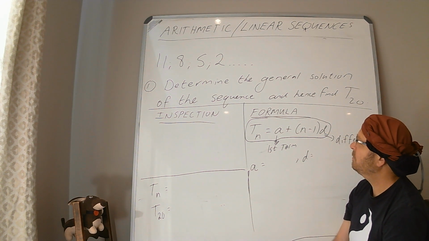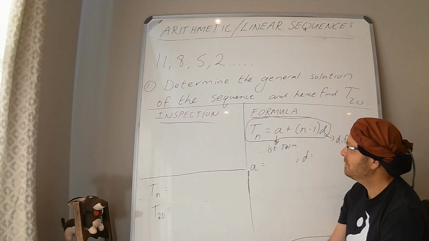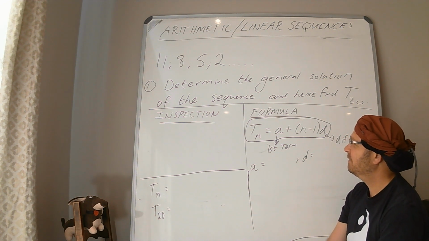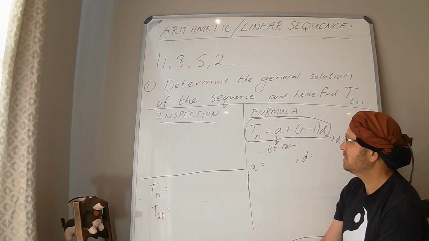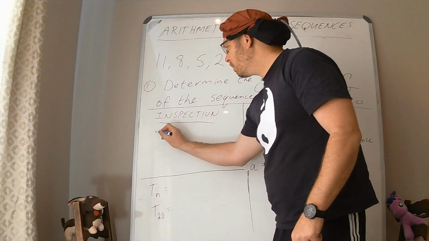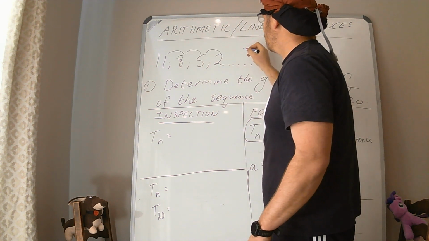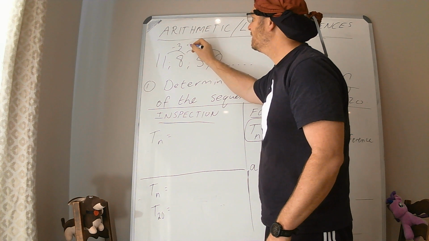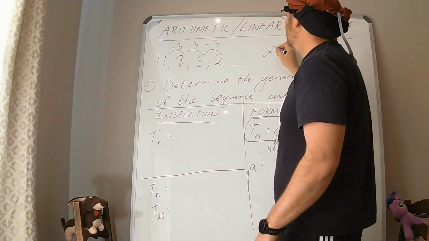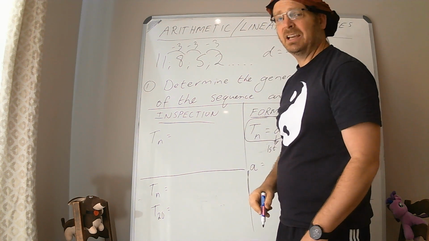Right, so there are two ways we can get the general formula for an arithmetic sequence. The first one is by inspection. So how do you do it by inspection? Well, you say, what am I doing to get from one term to the next? In other words, what's my common difference?